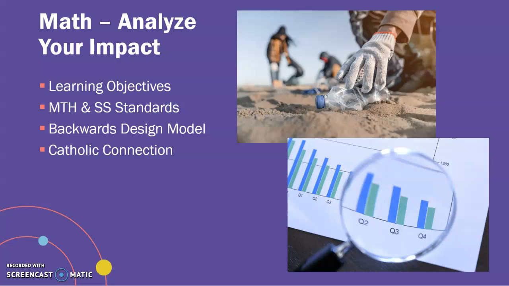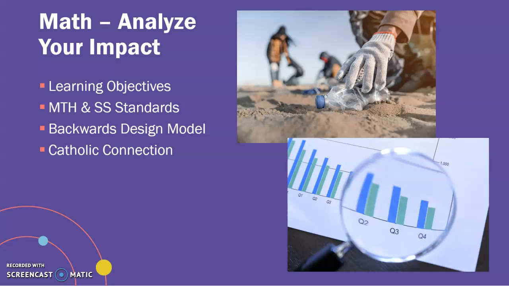All right, so our second lesson in this sequence would be math. And I titled this lesson, Analyze Your Impact, because students are going out, they're making a change in the community, and then they're analyzing the data that they've collected and using that to promote further change.